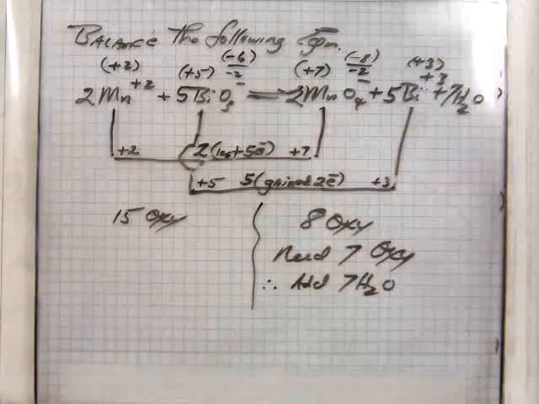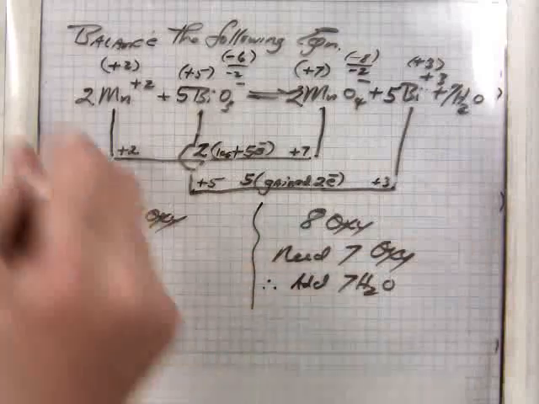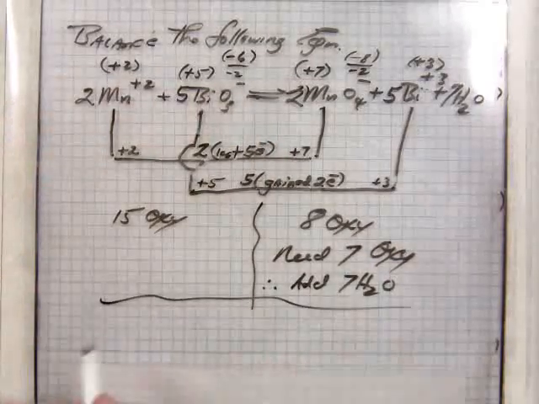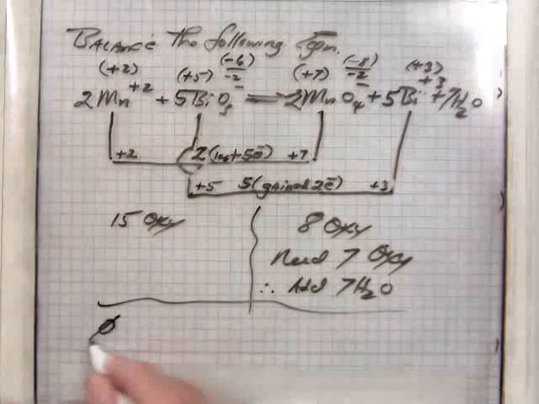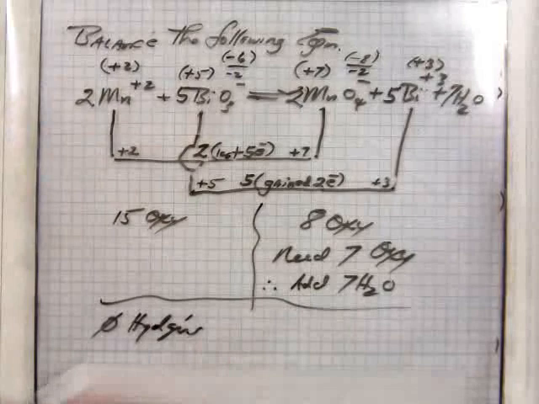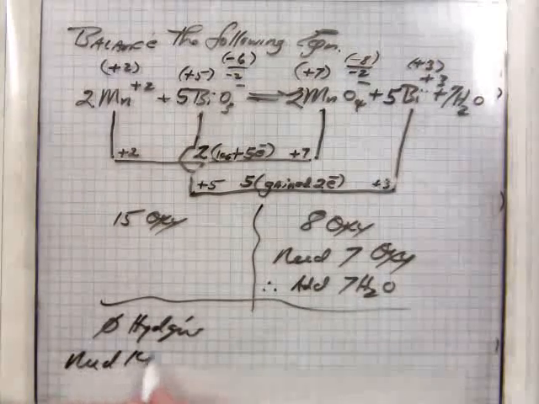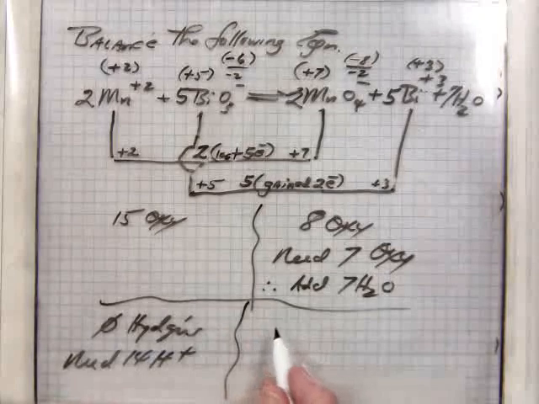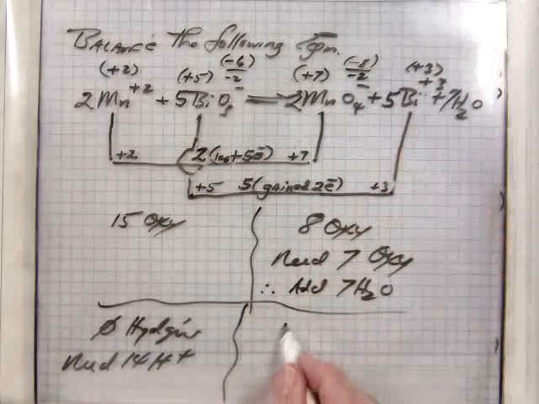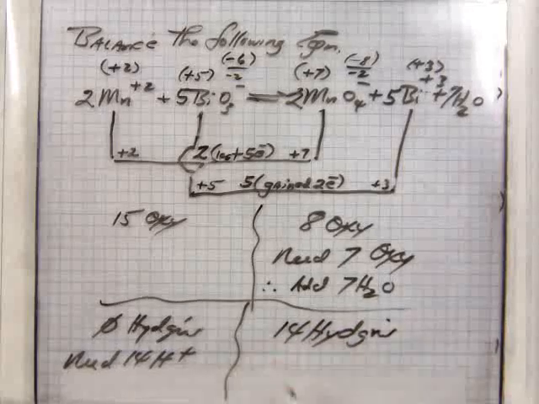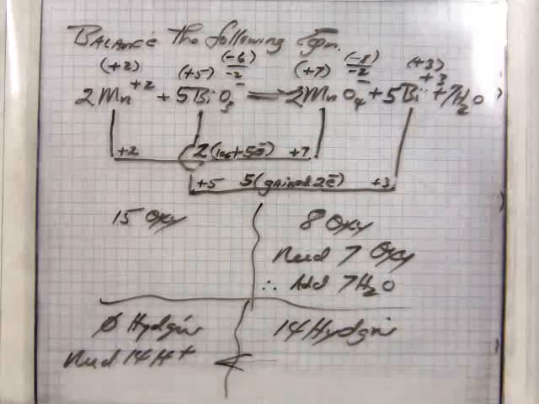Coming down here. Well, you got your oxygens balanced when you do that. And then to balance your hydrogens, well, you got 14. And so you don't have any hydrogens over here, so I need to split that. So over here I've got 0 hydrogens. Okay, so I need 14 H pluses over here, and you're given 14 hydrogens on that side.